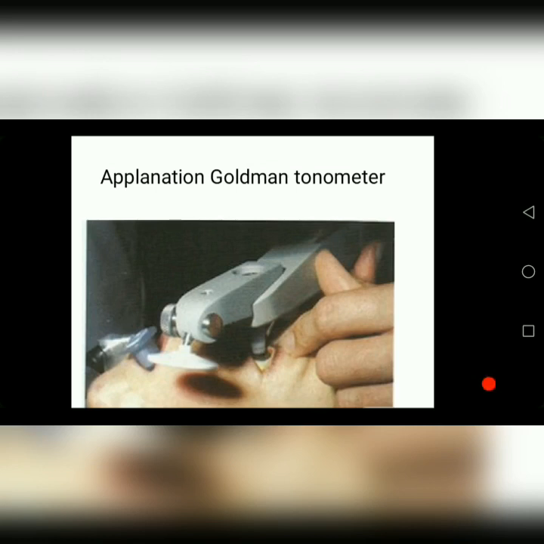The second method is applanation by the Goldmann tonometer. The idea of this method is applying pressure on the cornea until it becomes flat. When it becomes flat, this means that there is equilibrium between the pressure behind the cornea and the pressure in front of the cornea. So the pressure applied to cause the cornea to become flat equals the pressure inside the anterior chamber.